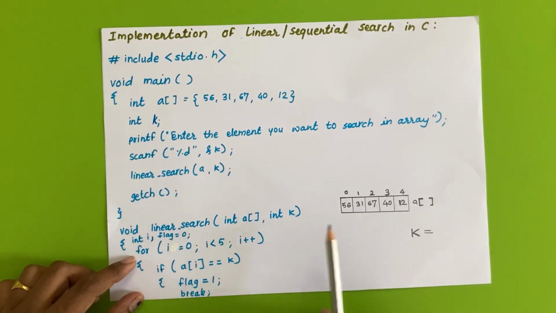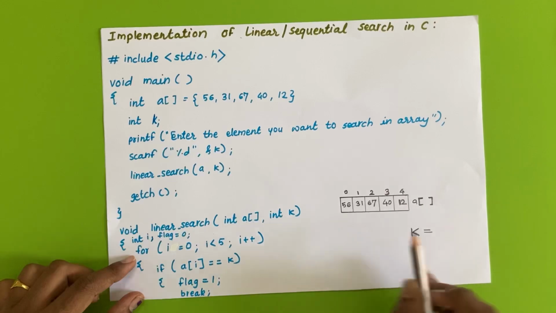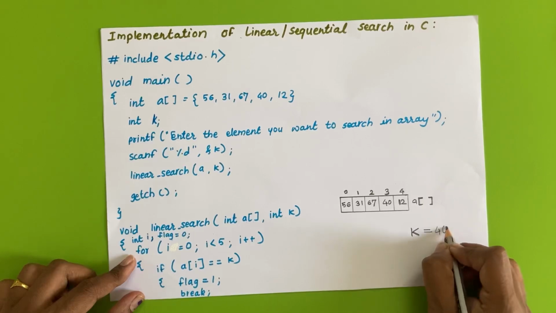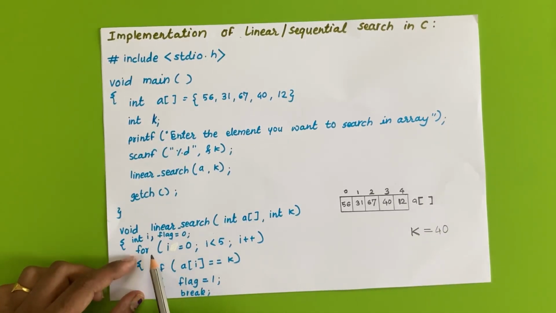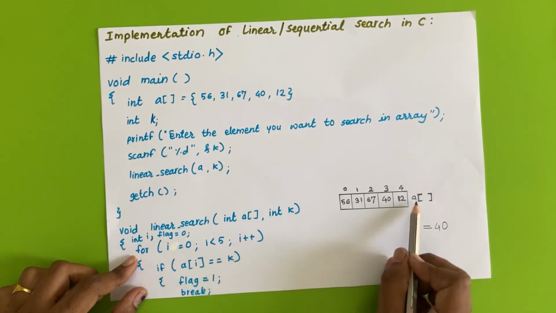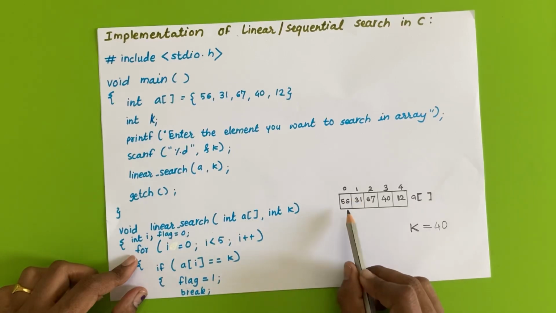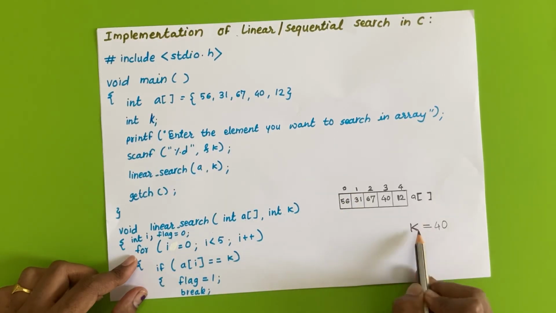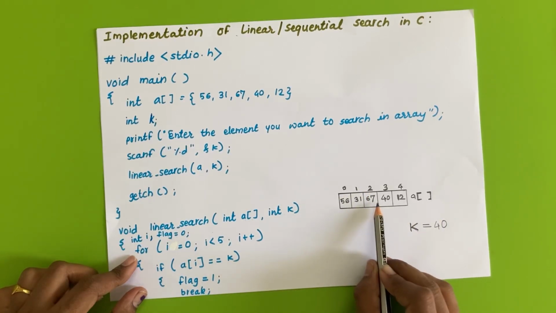Now first we will compare the value of K. So suppose the user has entered the value of K as 40. Consider the value of K as 40. According to the linear search algorithm, K will be compared with A of 0. If it does not match, then it will increment the index of the array, and then it will compare A of 1 with K. If it matches, then it will return its location, otherwise it will increment the index of the array again.